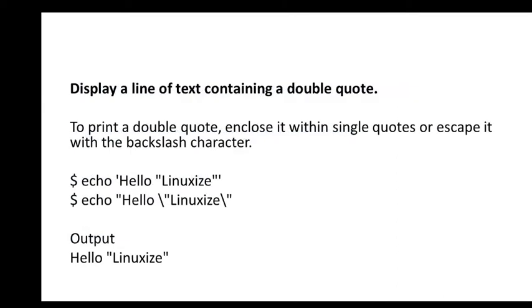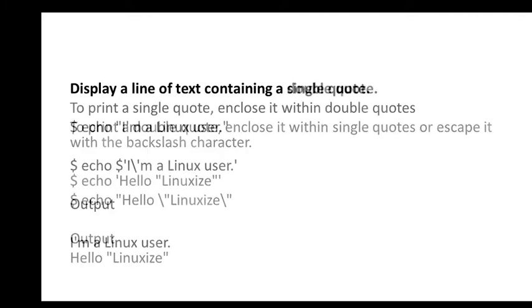Another example, display a line of text containing a double quote. To print a double quote, enclose it within single quotes or escape it with the backslash character. We can give it like this: echo hello, Linus says, echo hello backslash. With the backslash we can give the quotes, and they will be displayed on the output: Hello, Linus, she says.